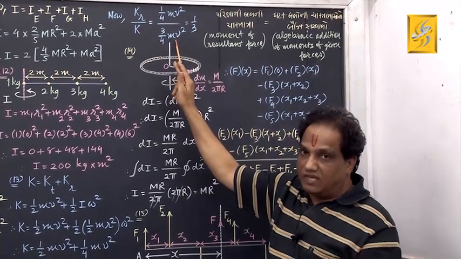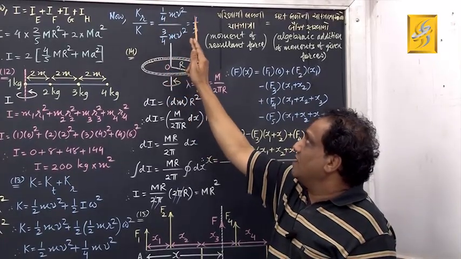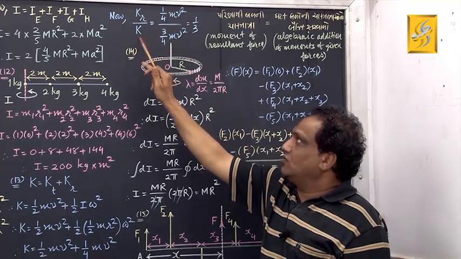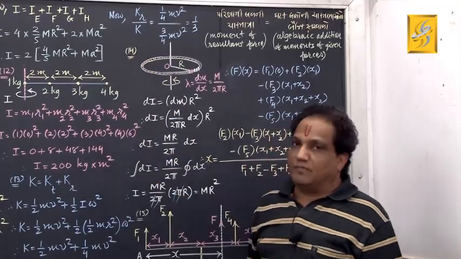mv square getting cancelled from numerator and denominator. 4 also getting cancelled. Left is 1 by 3. So this gives you the ratio of rotational kinetic energy to the total kinetic energy. Got it? Kindly read the statement of number 14.